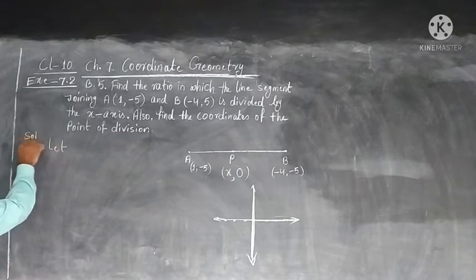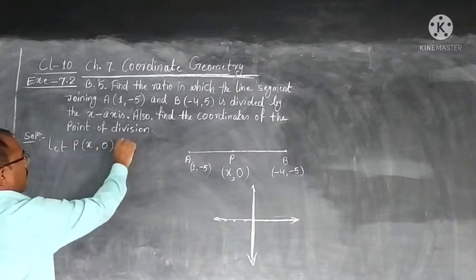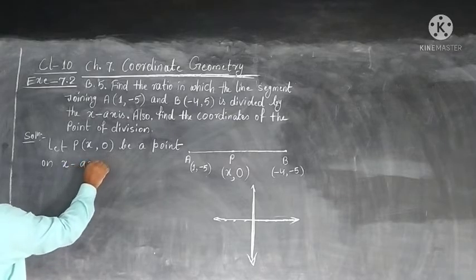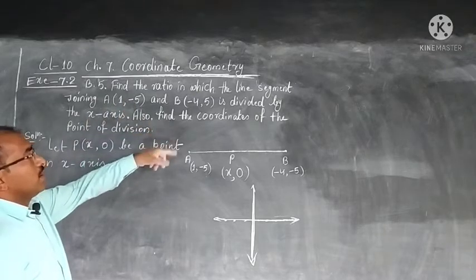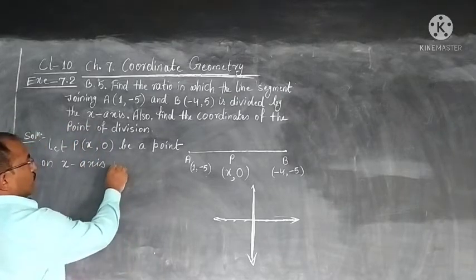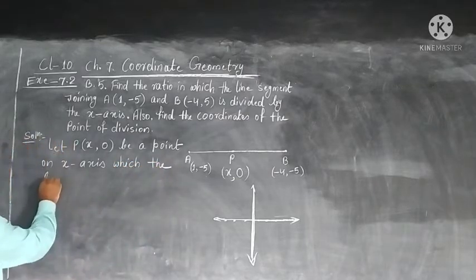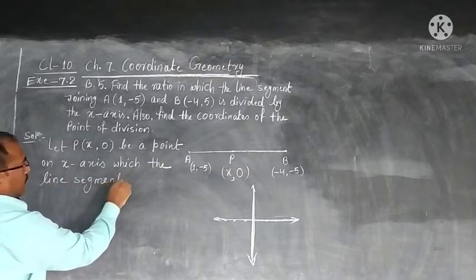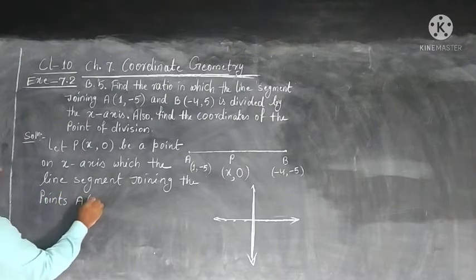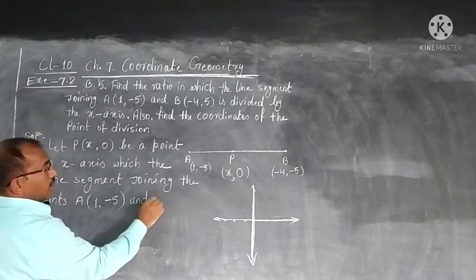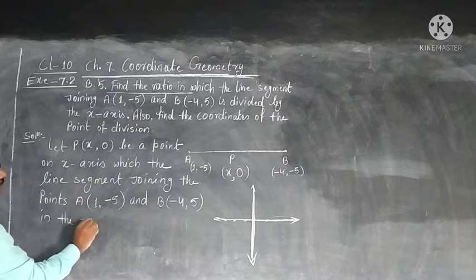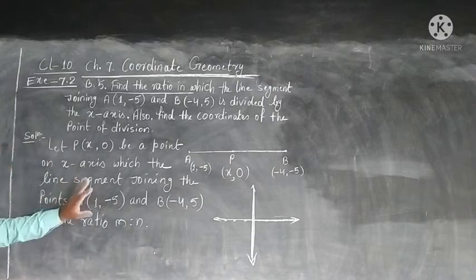Let us start the solution. Let P(x, 0) be a point on the x axis which divides the line segment joining the points A and B, A is (1, -5) and B is (-4, 5), in the ratio m:n. The ratio we have to find.